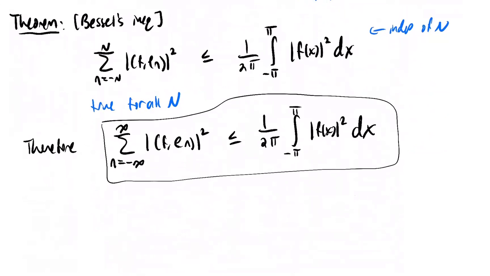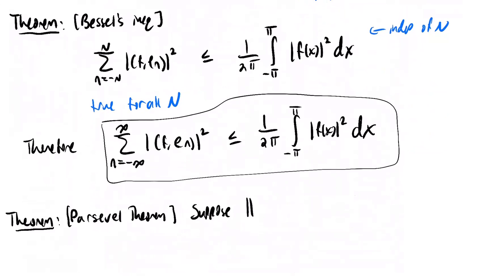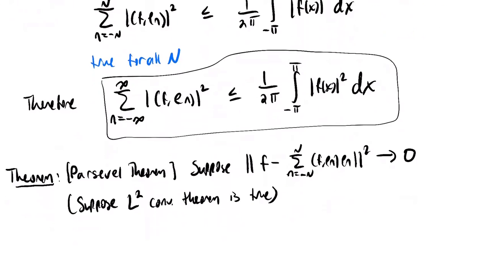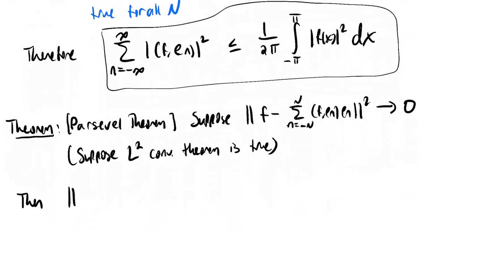And so I'm going to write this as a second theorem. This is known as Parseval's theorem. Right, and so this is the following. Suppose we have the L2 convergence result, which we haven't proved yet. Suppose that f minus the partial sum from minus N to N of the Fourier series converges to zero. So this is saying suppose the L2 convergence theorem is true. Then the consequence, which is really just the Pythagorean theorem, is that the L2 norm of the function has to be equal to the sum of the Fourier coefficients squared from minus infinity to infinity.